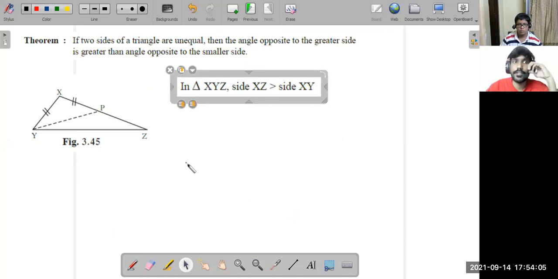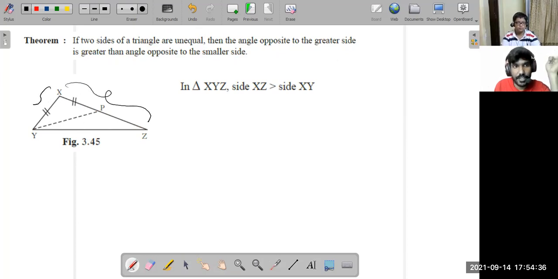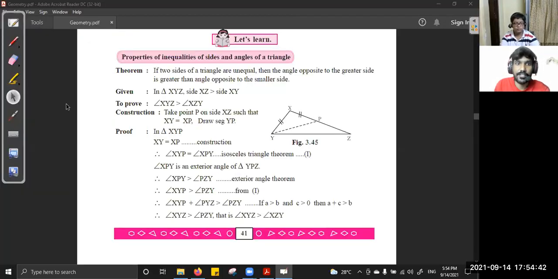Okay, so what this theorem says: if two sides of a triangle are unequal, then the angle opposite to the greater side is greater than the angle opposite to the smaller side. That means, understand, in triangle XYZ, side XZ, that is this side, is greater than side XY.